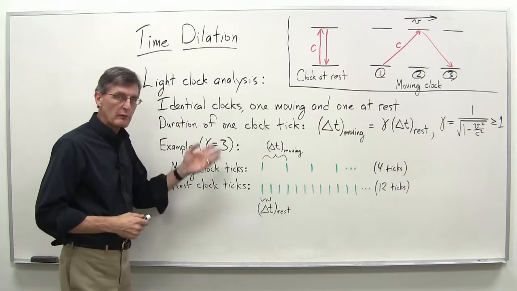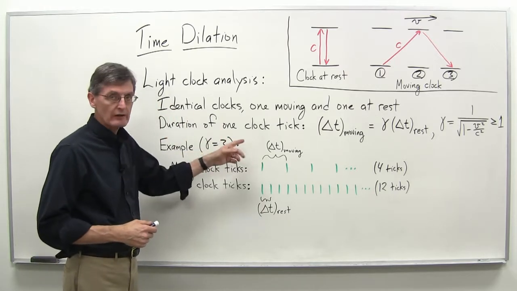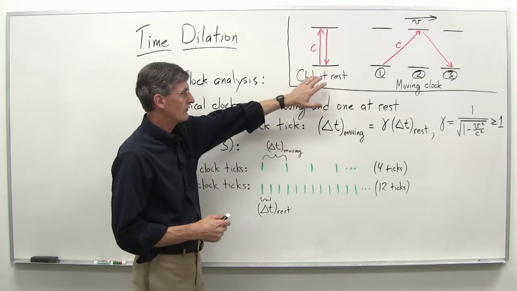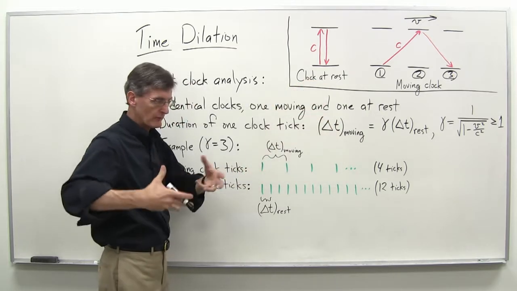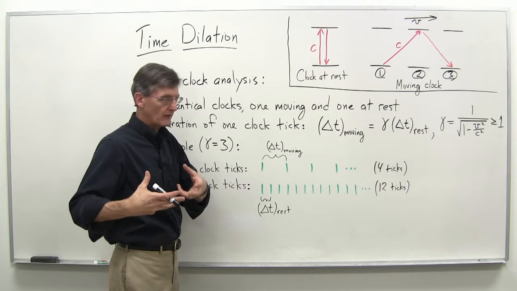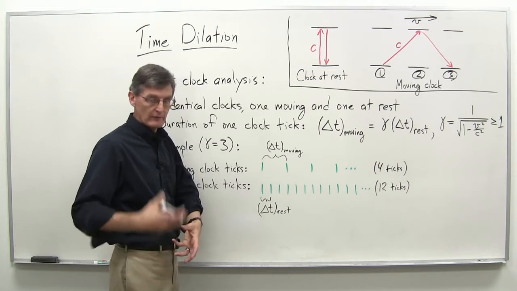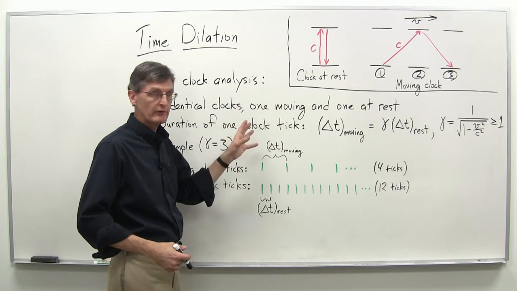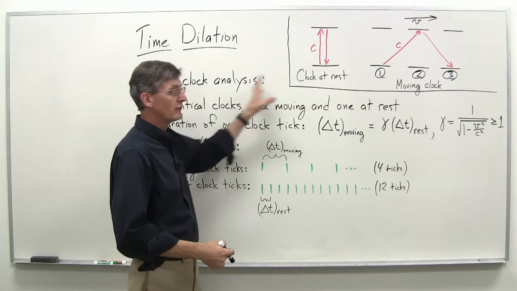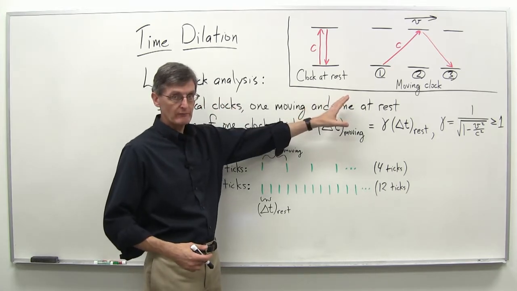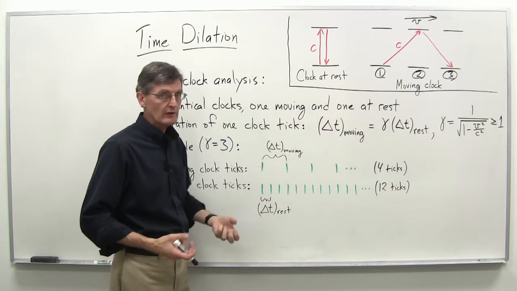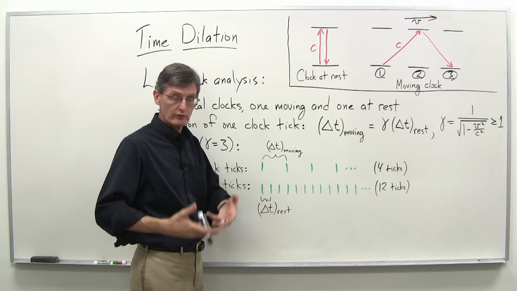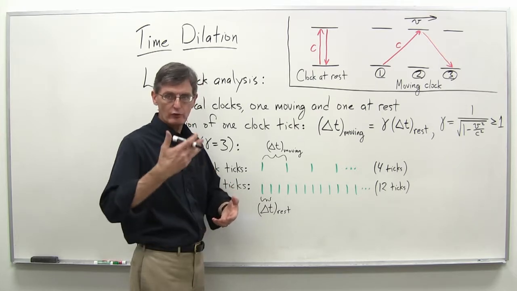So remember what we were doing here. We had identical clocks, one moving and one at rest. So here's the clock at rest. Perhaps we're Bob, right? So we're Bob sitting here. We've got our clock, our light clock, ticking away with the light beams going up and down. And then we have Alice with an identical clock who is moving with some velocity v with respect to us. Remember, to Alice, she's in her frame of reference, and so as far as she's concerned, her light clock is just bouncing up and down normally.